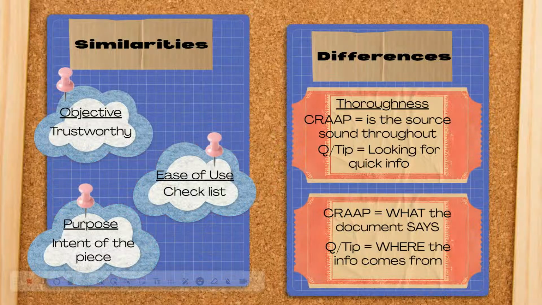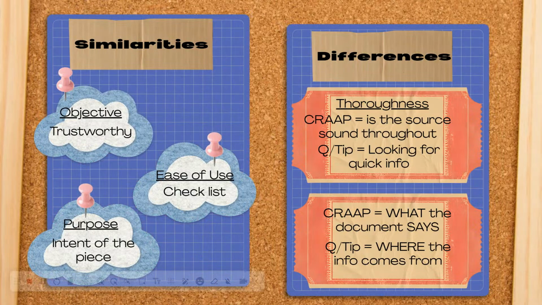So, similarities between the two. Definitely, they're both very objective. They're trying to find if they're trustworthy or not. They are very easy to use. It's very much a checklist style. Does it have this? Does it not? And of course, I really like that both of them use the purpose of the article or what the purpose of the article is. What's the intent of the piece?